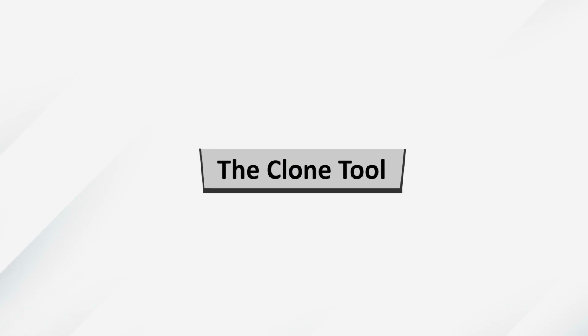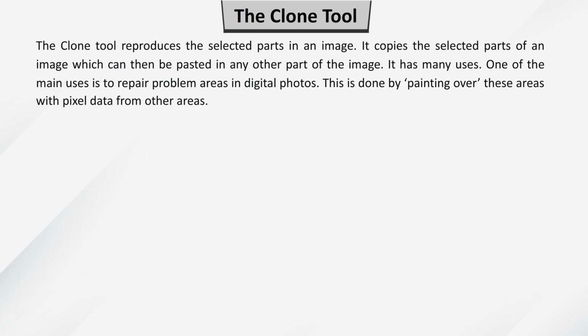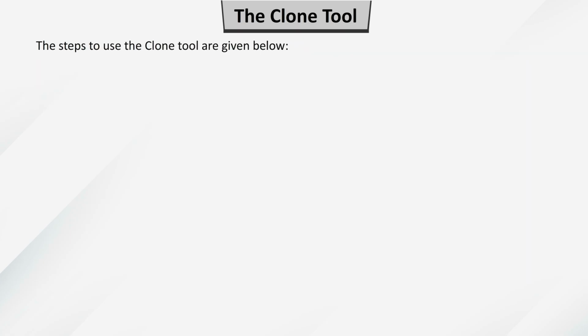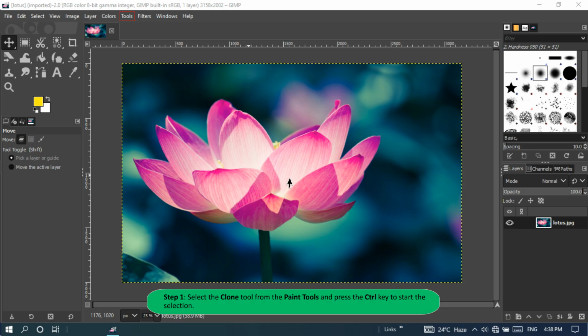The Clone tool. The Clone tool reproduces the selected parts in an image. It copies the selected parts of an image which can then be pasted in any other part of the image. It has many uses. One of the main uses is to repair problem areas in digital photos. This is done by painting over these areas with pixel data from other areas. The steps to use the Clone tool are given below. Step 1.